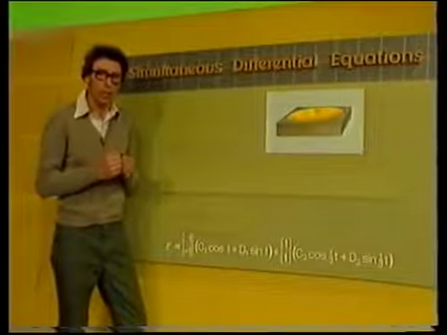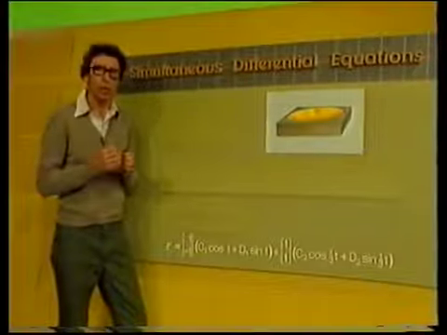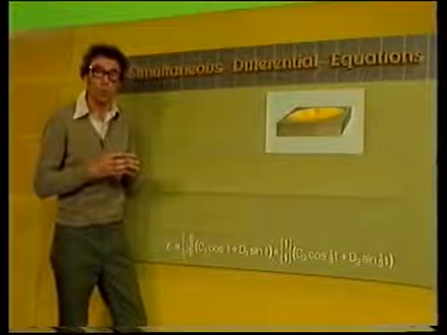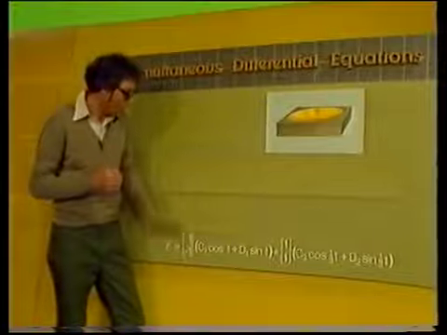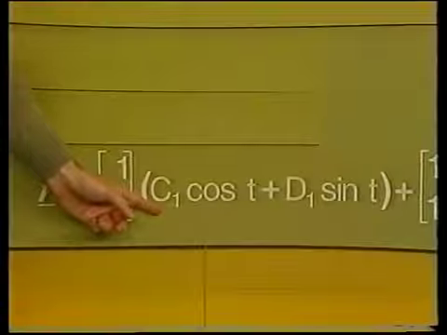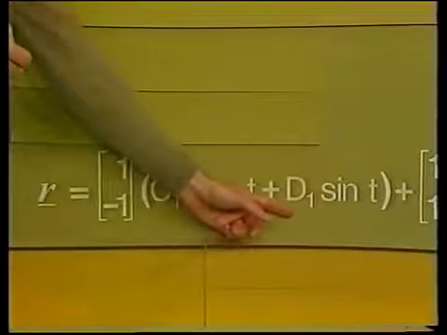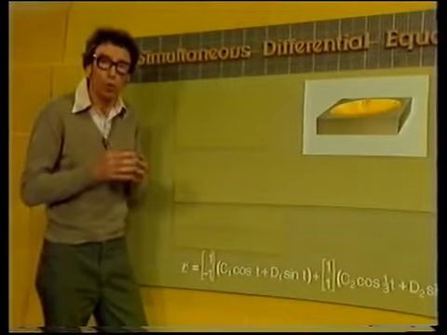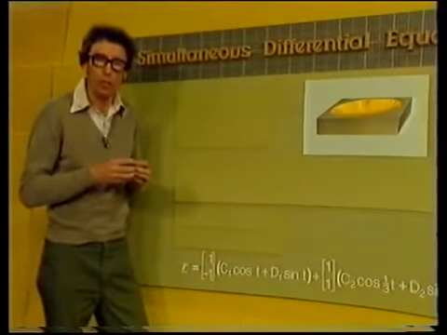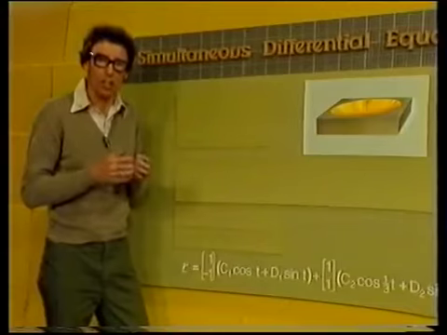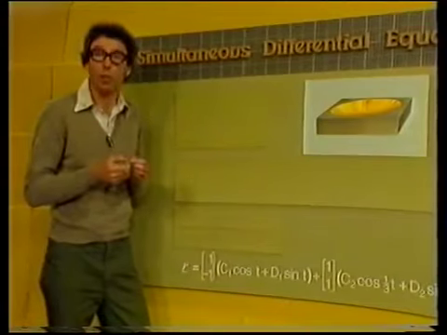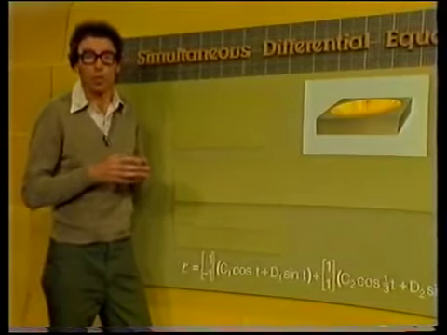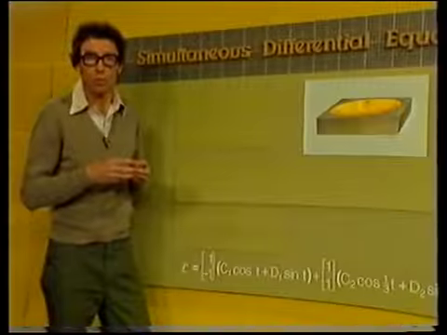But we've got a hint that it might be if we look at the number of arbitrary constants in the solution. There are 4 here, 2 C's and 2 D's. And I started off with 2 second-order differential equations, which suggests that I might get 2 times 2, that's 4, arbitrary constants in the general solution, which is what I've got here.